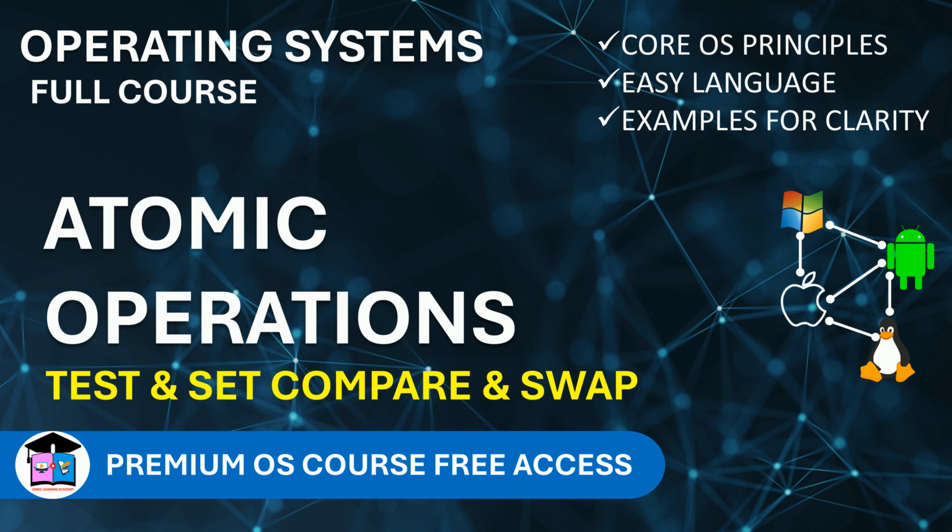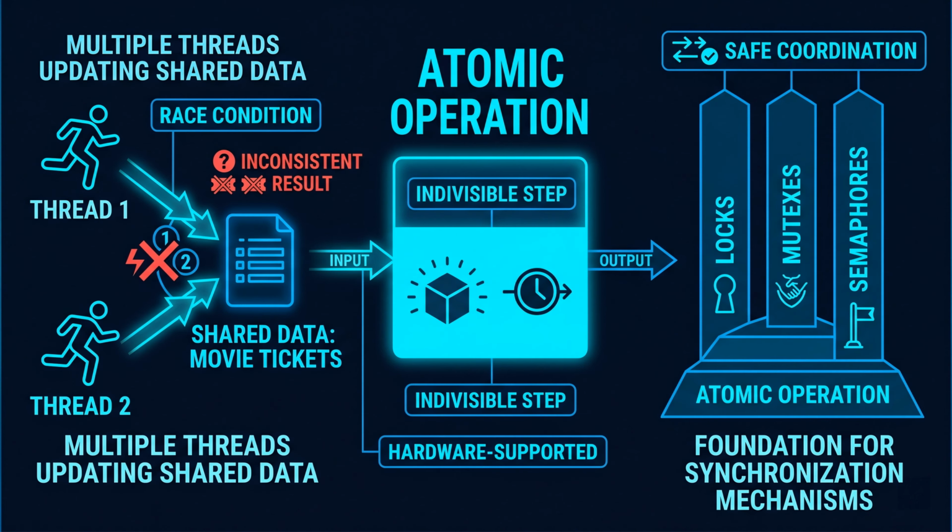Let's simplify atomic operations in OS. Ever wondered how an operating system prevents complete chaos when many processes try to update the same data at the exact same moment? Imagine two threads trying to book the last movie ticket online, or two ATM requests trying to withdraw money from the same account balance. If both actions happen together without control, the result can be wrong, inconsistent, and sometimes disastrous.